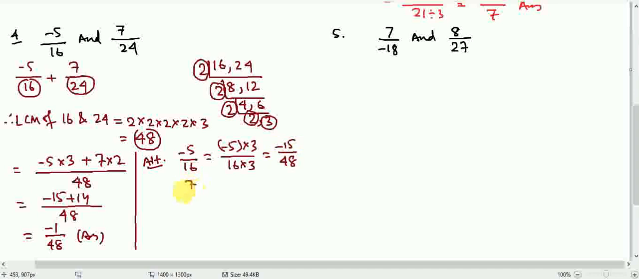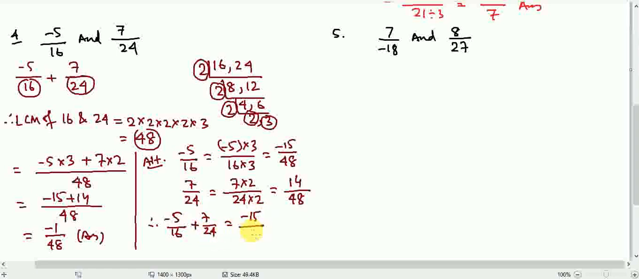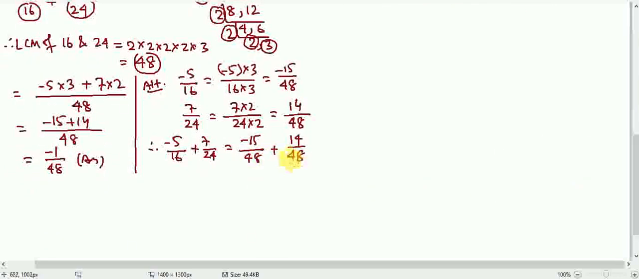And for this rational number 7 by 24, it becomes 24 into 2, 7 into 2. How did I get 2? By dividing 48 by 24. This becomes equal to 14 by 48. So minus 5 by 16 plus 7 by 24, I could write as minus 15 by 48 plus 14 by 48. Now these two rational numbers have equal denominators, same as the earlier method. So I could write it this way, minus 15 plus 14 over 48, it becomes minus 1 by 48. This will be the answer.